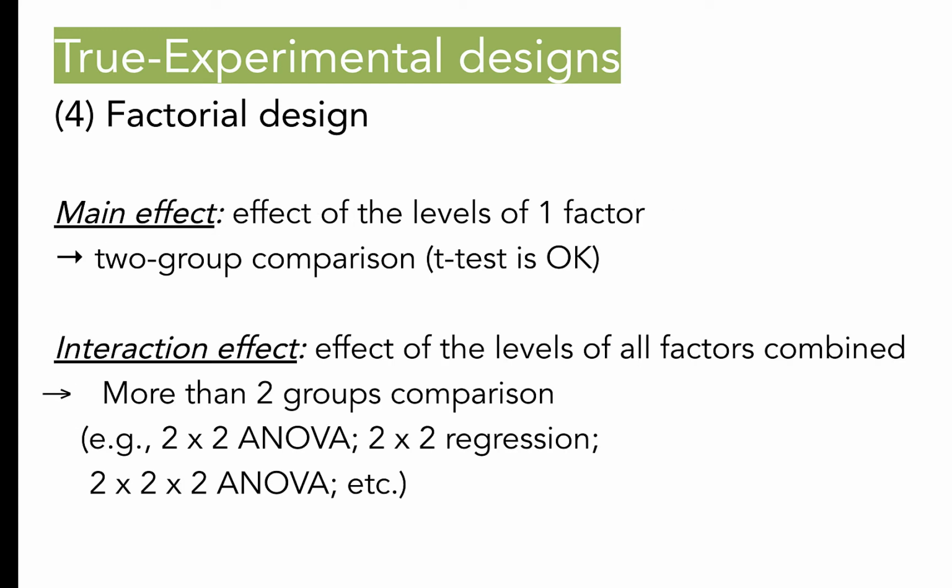With factorial designs, you can look at main effects, which is the effect of one of the factors, so one of the independent variables isolated. In that case, you can just do a two-group comparison. But you could also look at the interaction effect of all factors, so all independent variables combined. In that case, you compare more than two groups, and you have to adjust your analysis accordingly. Now, we're going to be talking about analysis in a separate video, so that is not a concern right now.